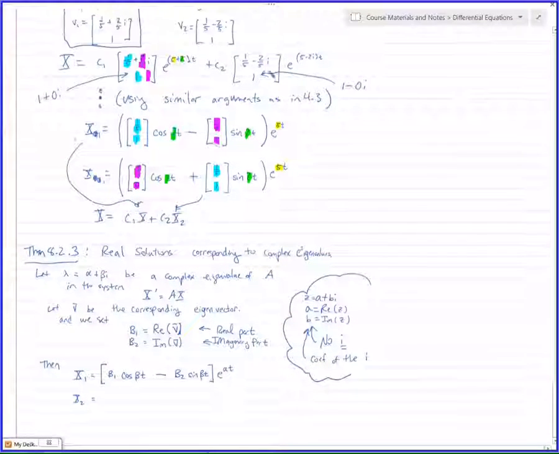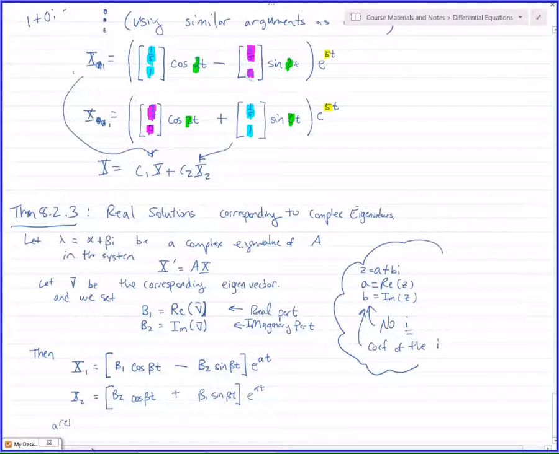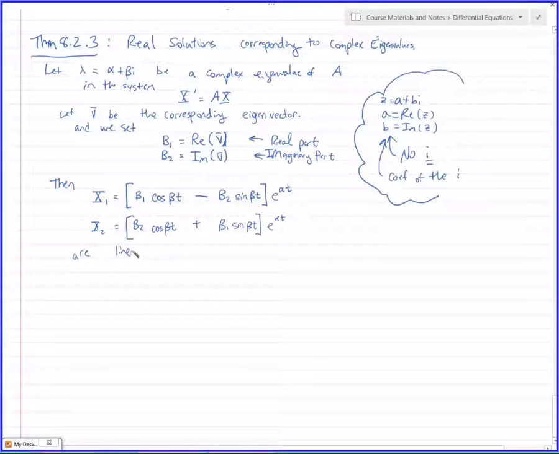Just shrink it so I get it all on one page. Right, there's your alpha plus beta i. So there's your alpha, there's your beta. And then the other one would, of course, be, you switch these: B2 cosine beta t plus B1 sine beta t, e to the alpha t. Are linearly independent solutions to x prime equals Ax.